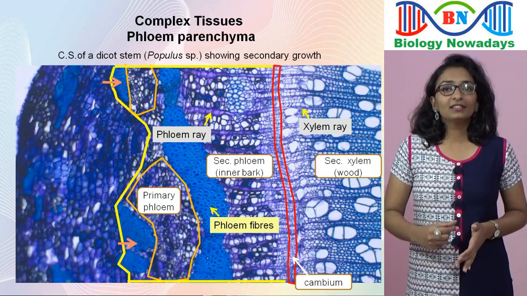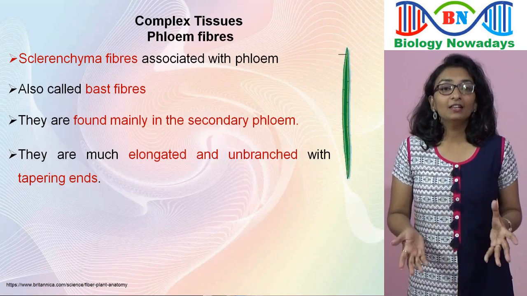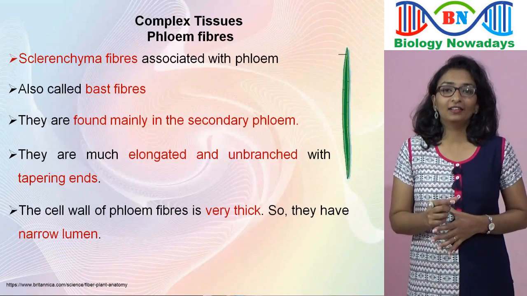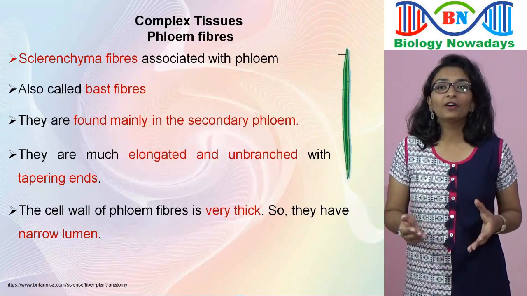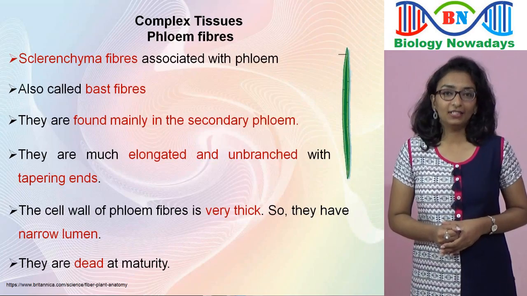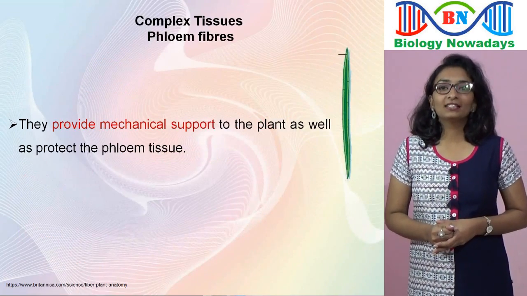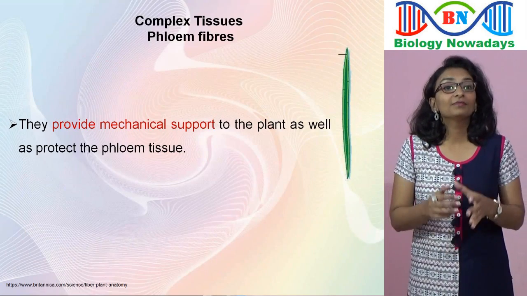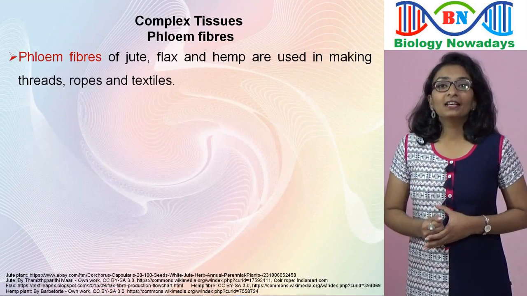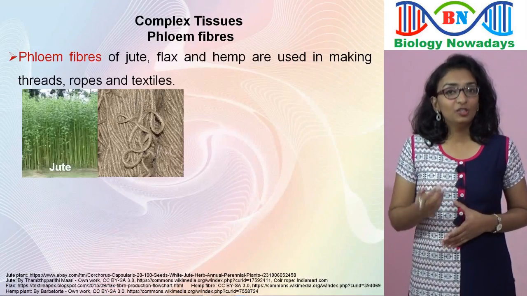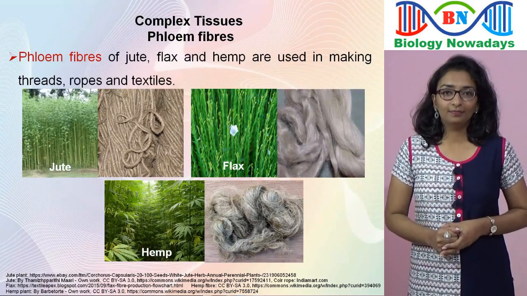They are much elongated and unbranched. They have tapering ends. The cell wall of phloem fibers is very thick and so they have narrow lumen. At maturity, these fibers lose their protoplasm and become dead. They provide mechanical support to the plant as well as protect the phloem tissue because phloem cells are thin-walled. Phloem fibers are extracted from the bark of plants like jute, flax and hemp for making threads, ropes and textiles.